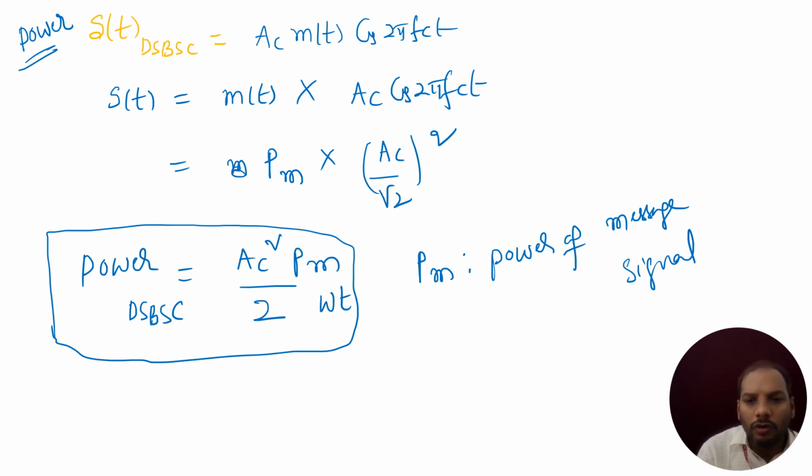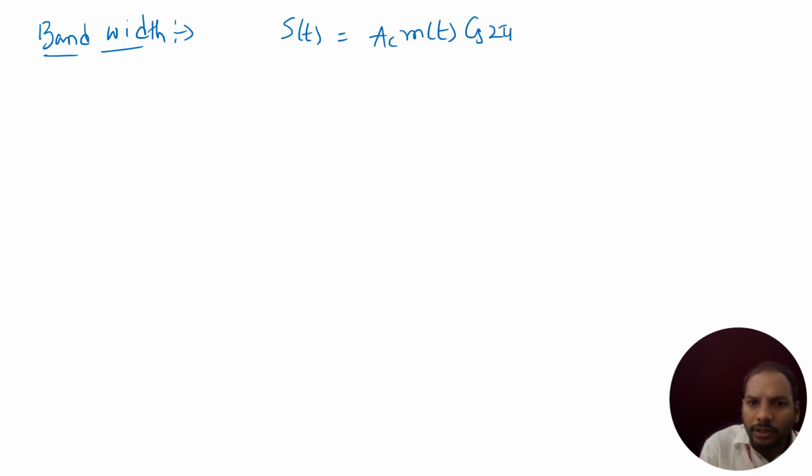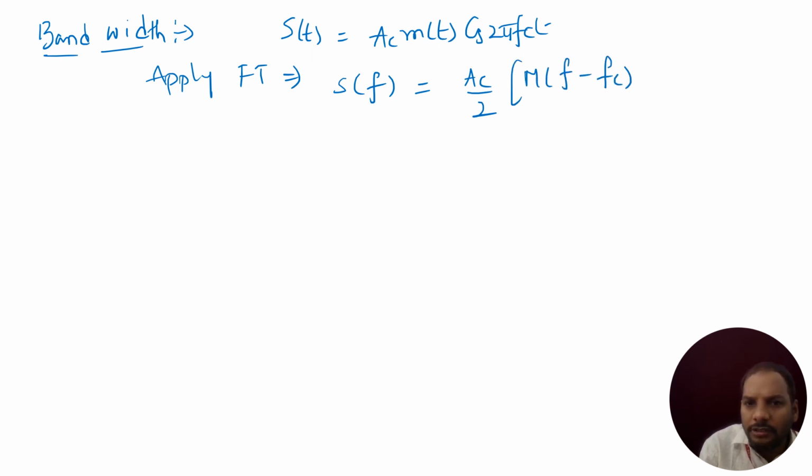Okay, so now we'll go ahead with the bandwidth calculation. To calculate any signal's bandwidth, compulsorily we have to apply the Fourier transform. All of you know. First of all, I will write the time domain equation Ac m of t cos 2 pi fc t. Now we'll apply the Fourier transform to this to calculate the bandwidth. So immediately it becomes S of f is equal to Ac by 2 times M of f minus fc plus M of f plus fc.